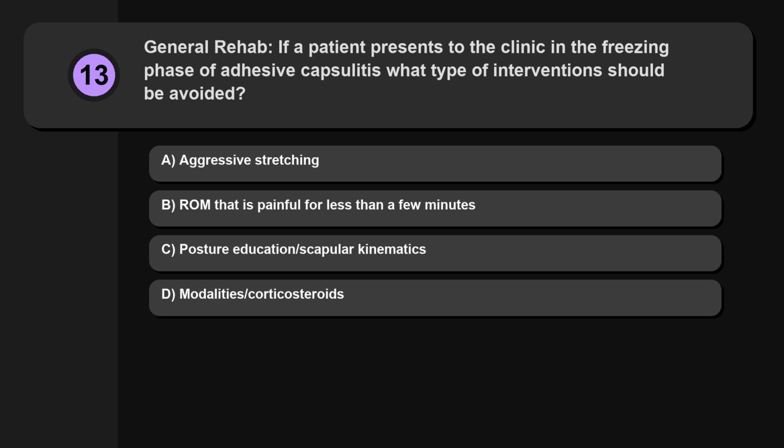Question 13. General rehab. If a patient presents to the clinic in the freezing phase of adhesive capsulitis, what type of interventions should be avoided? Option A, aggressive stretching. Option B, ROM that is painful for less than a few minutes. Option C, posture education/scapular kinematics. Option D, modalities/corticosteroids. The correct answer is option A.